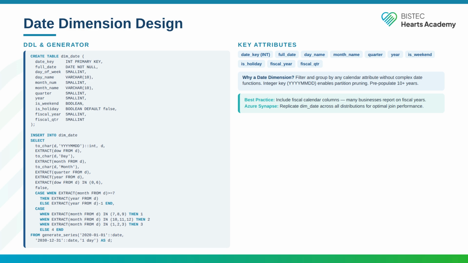One important best practice: never compute date parts on the fly in your queries. Extracting month or year from a date column forces table scans and prevents the optimizer from using statistics effectively. Always use the pre-computed columns in your date dimension instead.